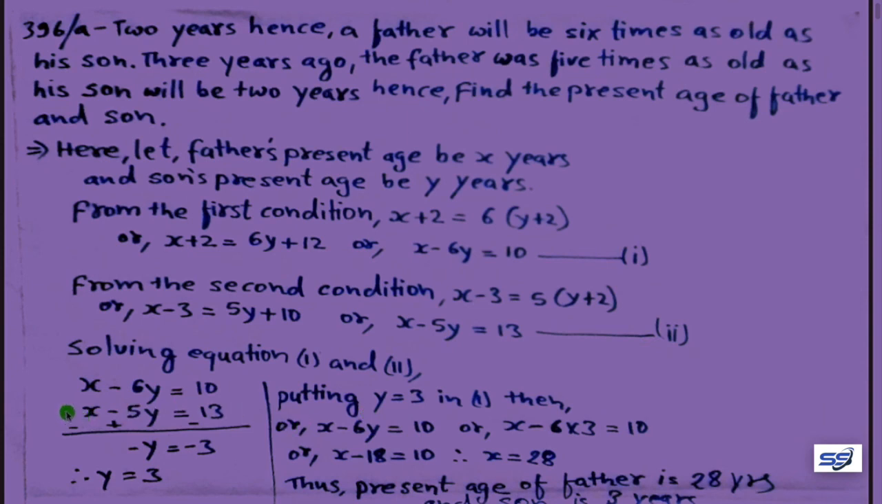Now in calculating this problem, let me subtract. If an equation is subtracted, the symbols shall be changed. Here x has plus, so keep minus. Y has minus, keep plus, and 13 has plus, so keep minus in the bottom. Now x minus x is cancelled, and comes minus 6y plus 5y, which is minus y, equal to 10 minus 13, which is minus 3. Minus minus is cancelled, therefore y equal 3.